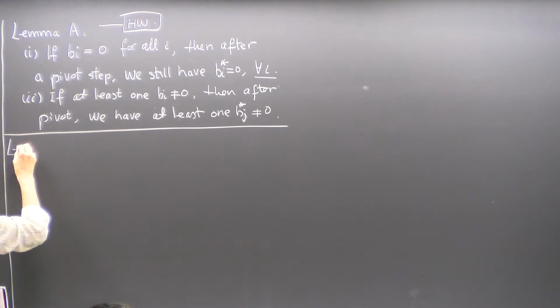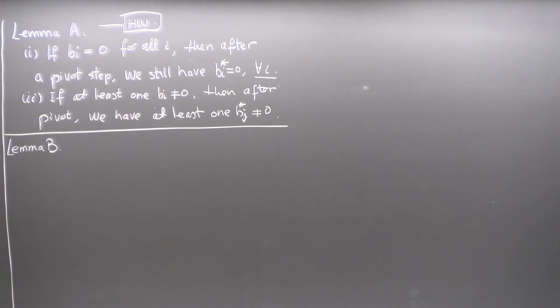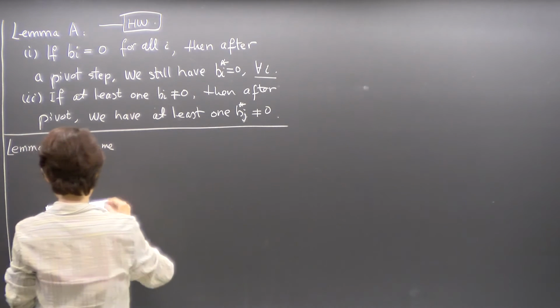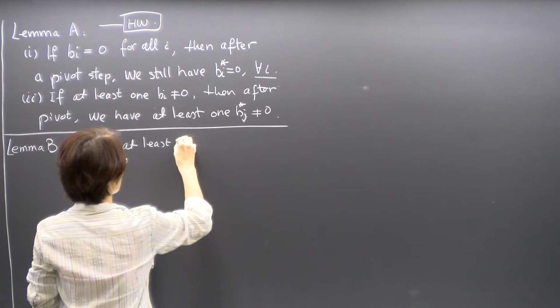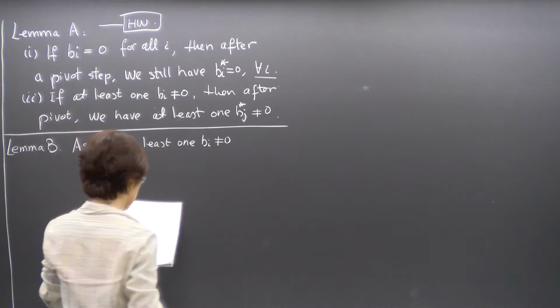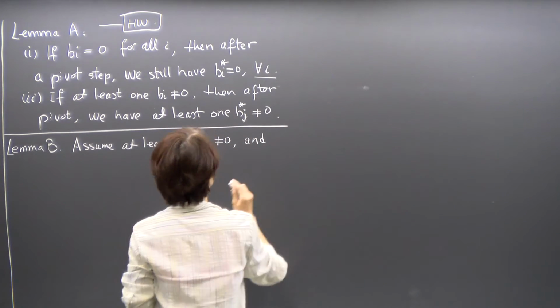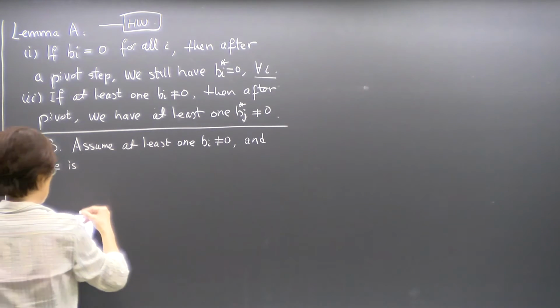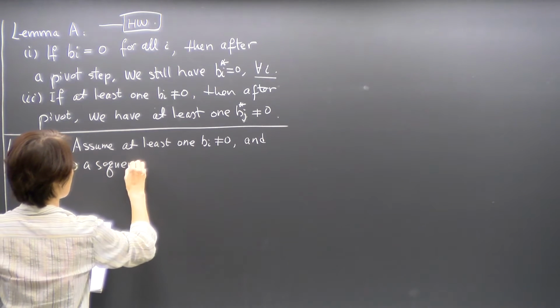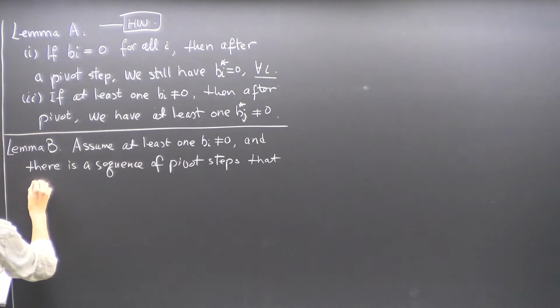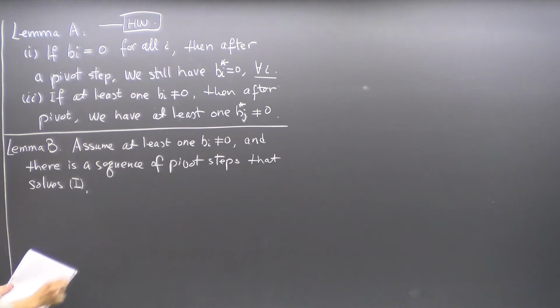It will be very useful. And I have a second lemma, call it lemma B. It still talks about this pivoting process. Let's say I assume at least one bi is strictly positive in the problem. We're always talking about the first problem now, the linear programming one. I also assume that I try to solve it with pivoting, and I find a sequence of pivot steps that solves problem 1. So that's the assumption of this lemma. One of the b is not 0, and I managed to solve it.